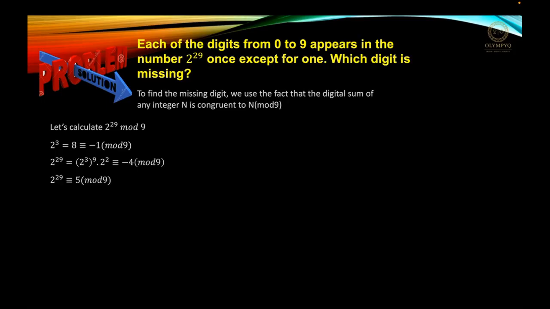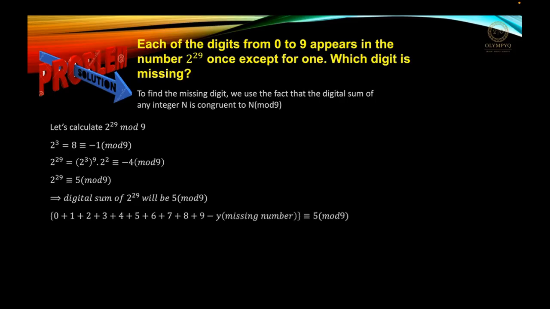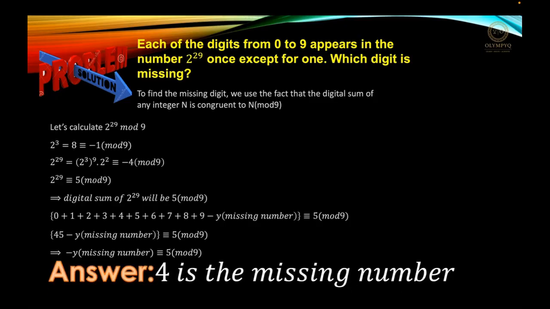Now using the concept of digital sum, we can say that the digital sum of 2 to the power 29 will be 5 modulo 9, and we can find the digital sum of 2 to the power 29 by adding up the numbers 0 plus 1 plus 2 plus 3 and so on till 9, and subtracting the missing number that we are assuming to be y. So this is going to be congruent to 5 modulo 9. Summing up the numbers gives us 45 minus the missing number, which is congruent to 5 modulo 9, and this gives us a result that minus y, that is the missing number, is congruent to 5 modulo 9. So from here we can directly see that the value of y can be equal to 5, and that will be the missing number.